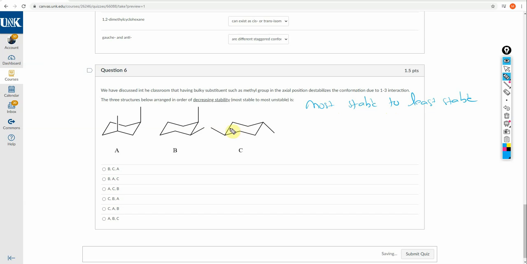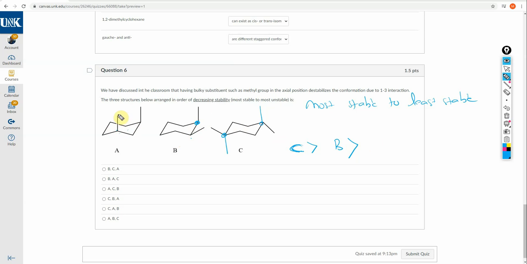So when you have a bulky group in the axial position, that is not going to be stable. So between these three structures, these two methyls are both in equatorial position, because that is the axial position here, right? Therefore C is going to be the most stable, followed by one in axial, the other one in equatorial. So B is going to be the next more stable structure, and A is going to be extremely unstable because both of them are in axial position.